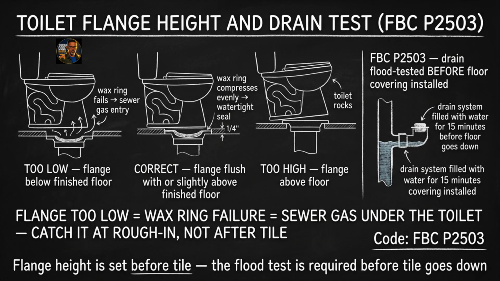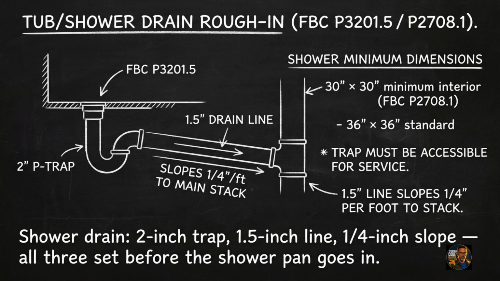Toilet flange height and drain test. The flange must be flush with the finished floor or slightly above it. A flange set below finished floor height causes the wax ring to compress unevenly and fail. The seal between the toilet and the drain is compromised, and sewer gas enters the bathroom from below. FBC P2503 requires the drain to be flood tested before the floor covering is installed. A toilet drain that passes a visual inspection and fails a flood test means the failure is under tile that has not yet been laid. Catch it at rough-in.